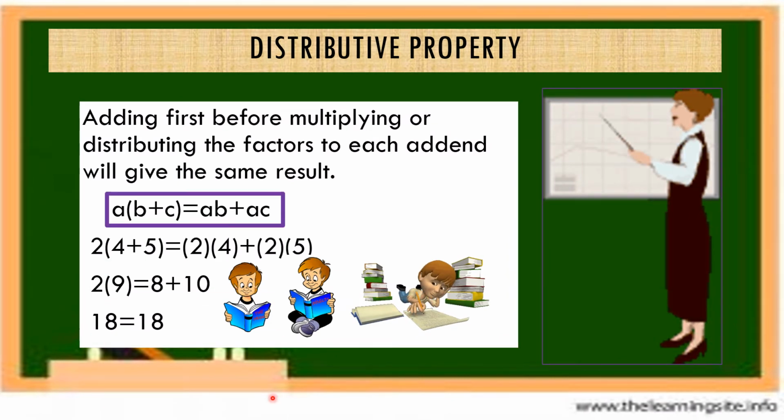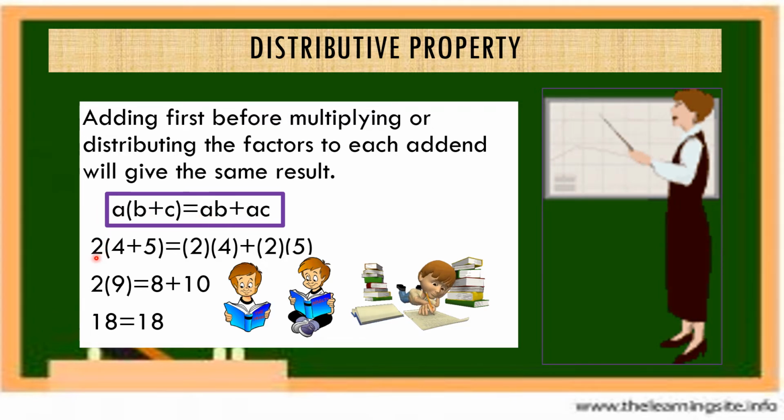Distributive property. Adding first before multiplying or distributing the factors to each other will give the same result. Anong ibig sabihin? A times the quantity of B plus C, multiply natin. A times B is AB. A times C is AC.